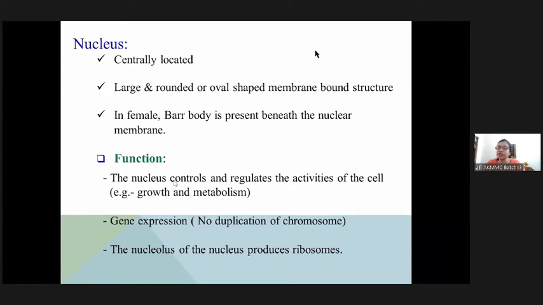The nucleus contains DNA. What is the benefit of DNA? Here, this is a non-mitotic cell. Cell division will not happen, so what is the function of DNA here? Only gene expression. It will transmit their hereditary characteristics from one generation to another generation, one neuron to another neuron.